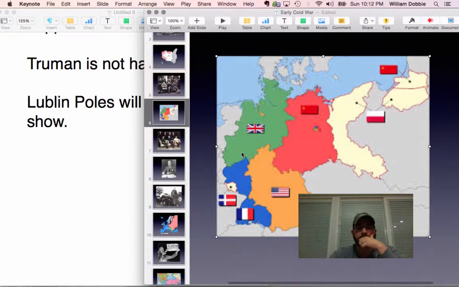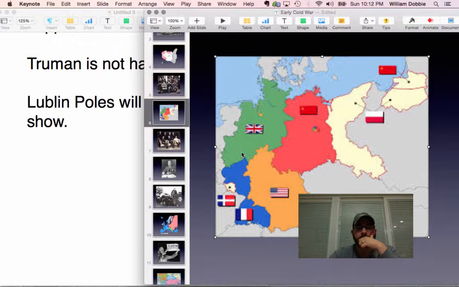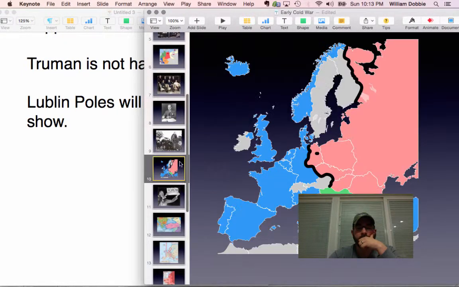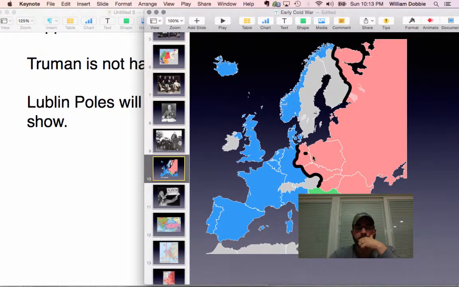And in Eastern Europe, all of those other countries that were liberated by the Soviet Union, that Stalin as well said he would allow free elections to take place. Again, how can you have free elections when there's a threatening Soviet army in each one of those countries?